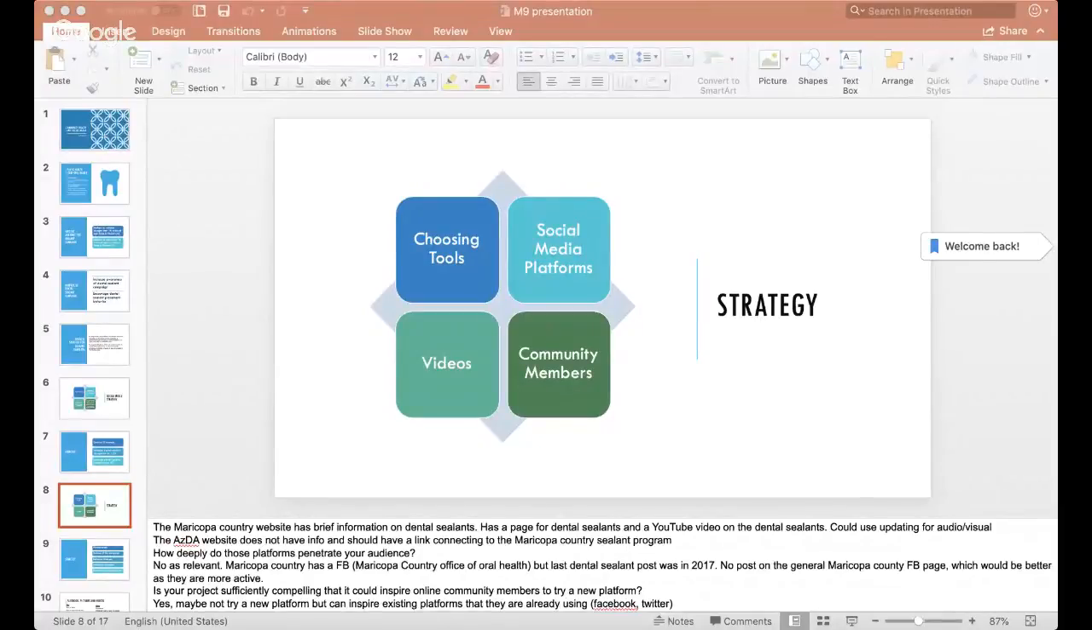So Maricopa County had a Facebook actually. It had a Facebook page too, and it's called Maricopa County Office of Oral Health. So it's not just general health, they had a specific page for oral health, and the last post on that was in 2017, and we're at 2019, so that's already been 2 years, and they haven't had a post since. So I think that's something that can definitely be looked at and improved.